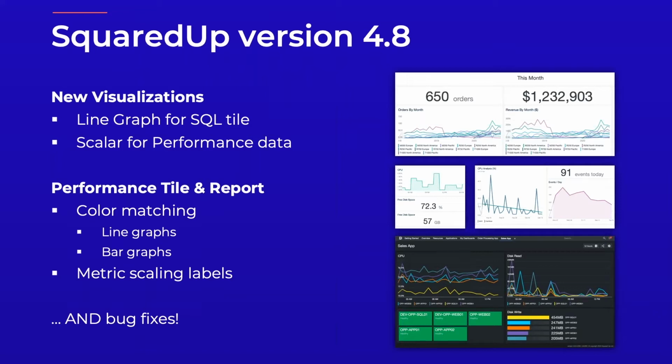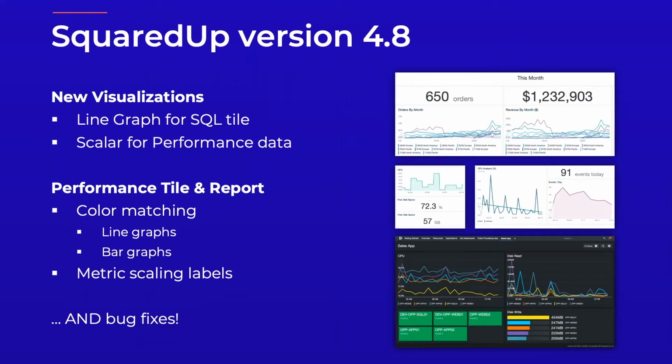Okay. So we've got 2 new visualizations. One is our new line graph for SQL Tile, which is a nice addition to the existing Scalar and Matrix tile available for SQL. We've got a new performance visualization that will display the latest value for a given metric. This is what we call our new Scalar tile for performance data.